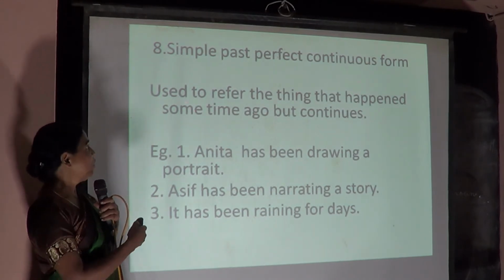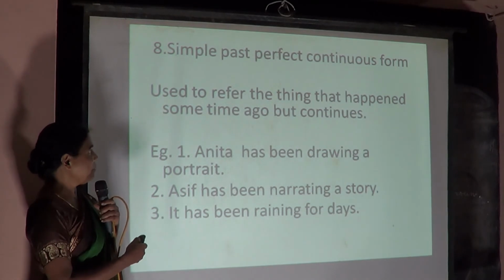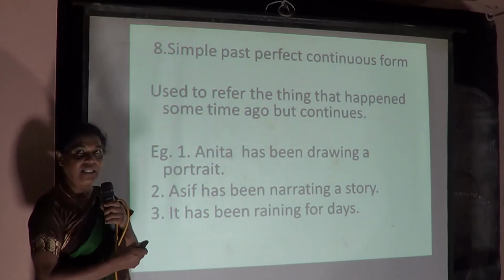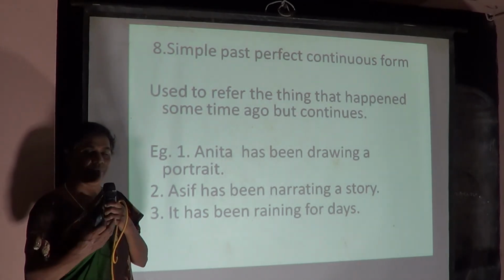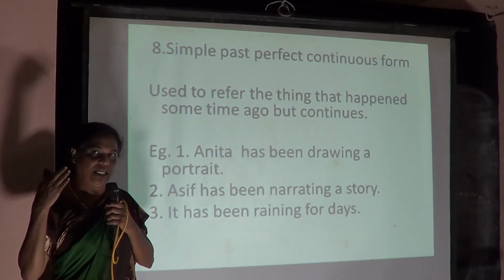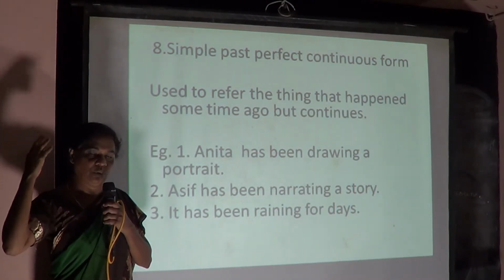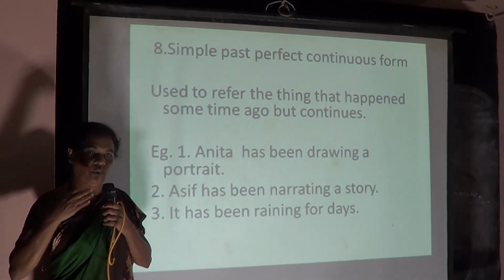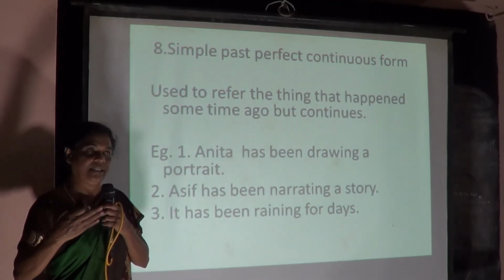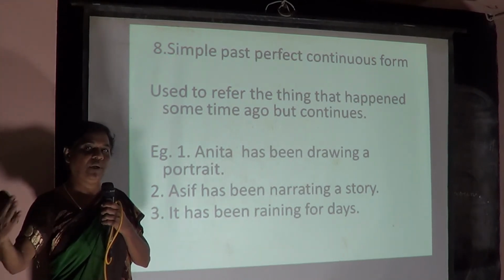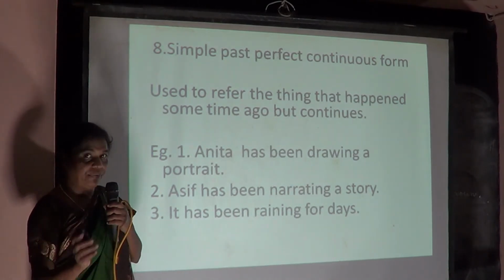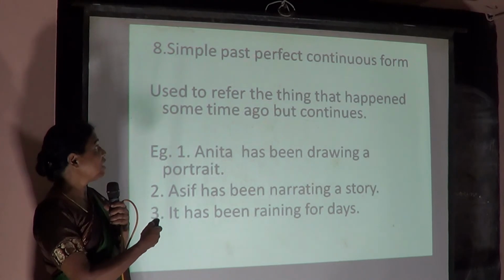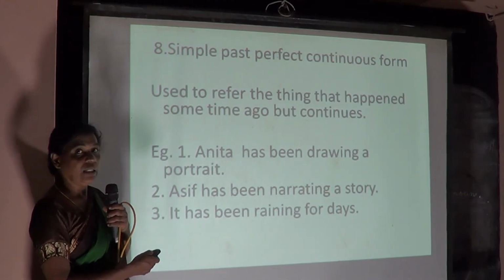Now listen. It is used to refer to a thing that happened some time ago but continues. We might have started a work, a job, in the morning or yesterday or 2-3 days before or a month back, and we did not complete it, it goes on. It goes on unending and it may end in a few hours or something like that. So to refer to that, we use this past perfect continuous form of the tense.